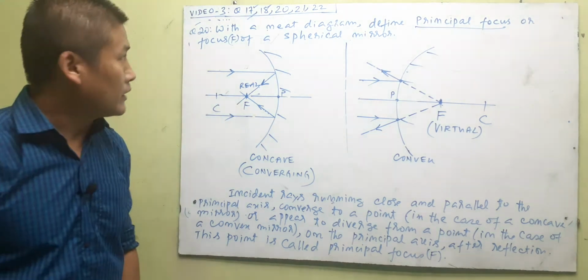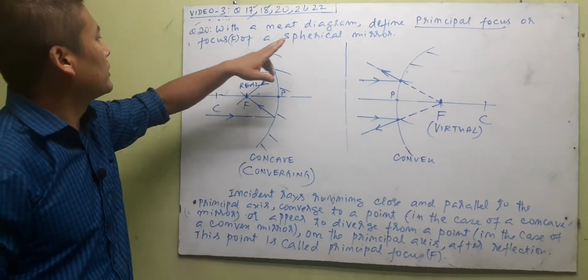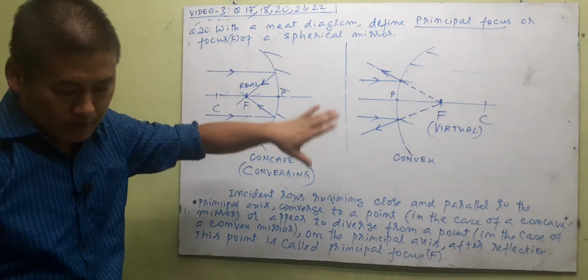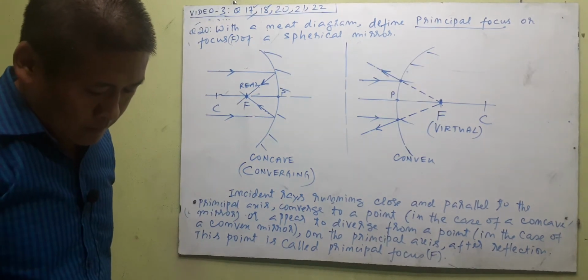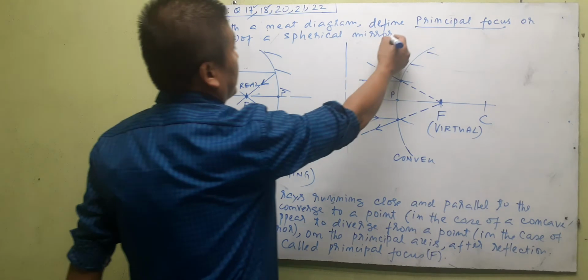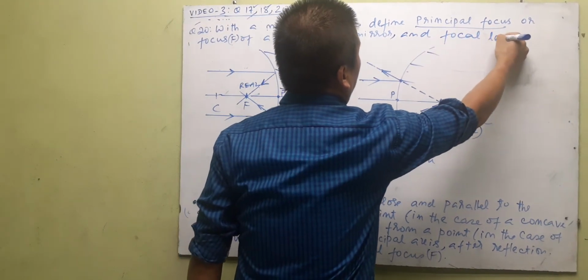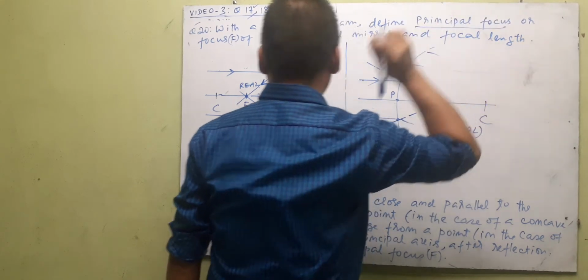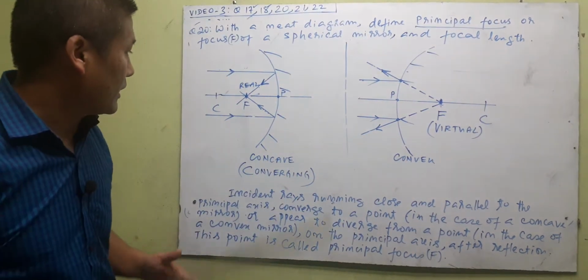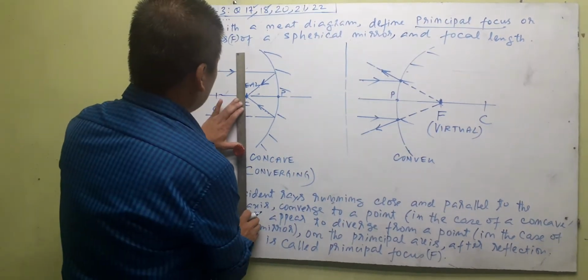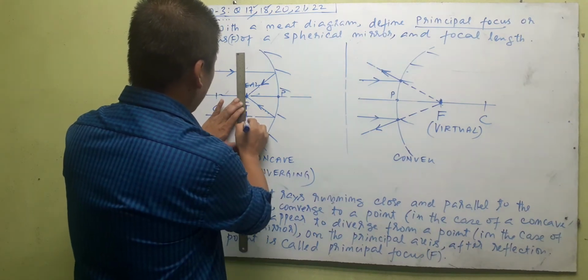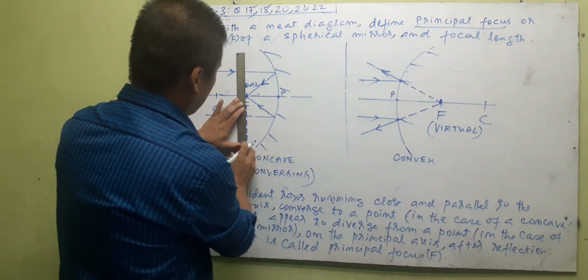Okay. Then this question also says, with a neat diagram define principal focus or focus of a spherical mirror, and also focal length. So here we write and focal length also, let us define it. So continue. Now take your pencil and scale and mark this distance between this principal focus capital F, this is a point, and this P.